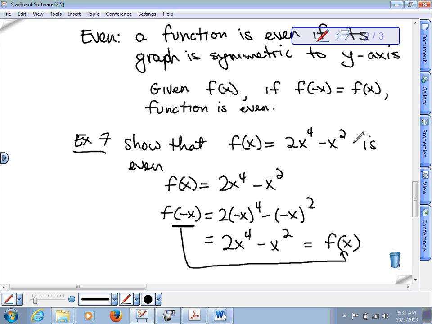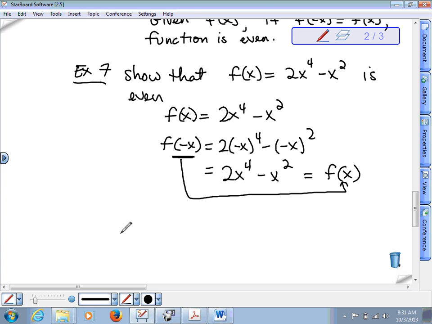Think back to the quiz we just took. You remember that W-shaped graph? Was that symmetric to the y-axis? Was it the same on both sides of the y-axis? So what was that function? Even. That was an even function. Okay? Those are all even functions. Odd.